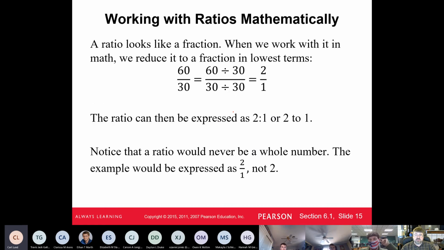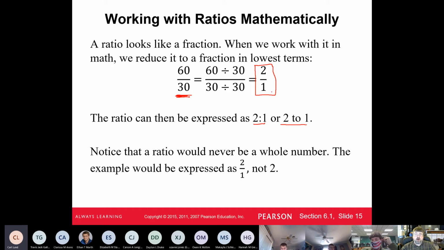In math, we reduce ratios to fractions to work with them more easily. And when I say reduce, I should say we express them as fractions. And we always put them in lowest terms or simplest form. And so in our example, if we had a ratio of 60 women to 30 men, we would simplify that and we would talk about the ratio as being 2 to 1. And again, you could express it with a colon or with words also.